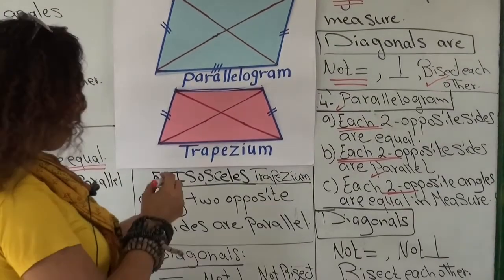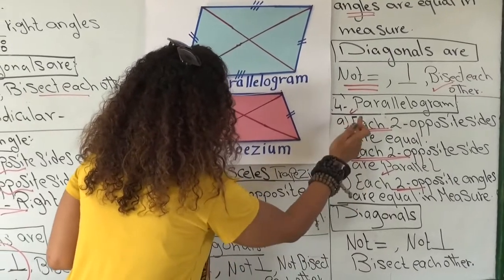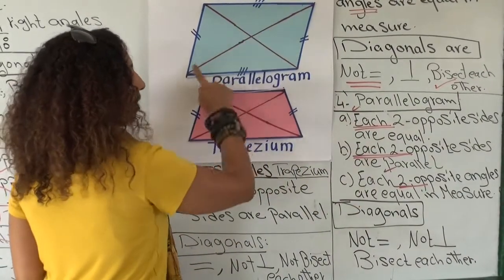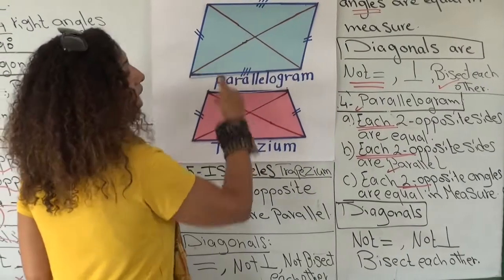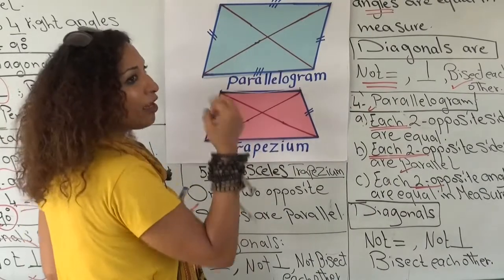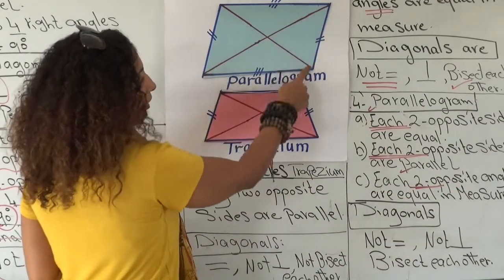Okay, so I have here the parallelogram. We have 3 points here. Watch with me. Each two opposite sides are equal. Okay, number 2, each two opposite sides are parallel. Number 3, each two opposite angles are equal.